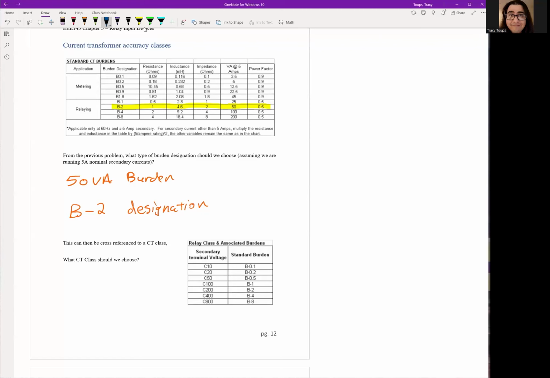Now, sometimes people won't use the B2 burden designation. They'll use something called a CT classification. So then it's just a cross-reference where we say, oh, well, I calculated B2. The standard burden here is equivalent to what we call a C200 relay. So we have a C-class relay, and in our particular case, we get a C200 class CT. Literally, they'll have 200, 400, 800, 100. All CT manufacturers have all these just on the shelves ready to go. Okay, so that's your accuracy class and burden discussion.